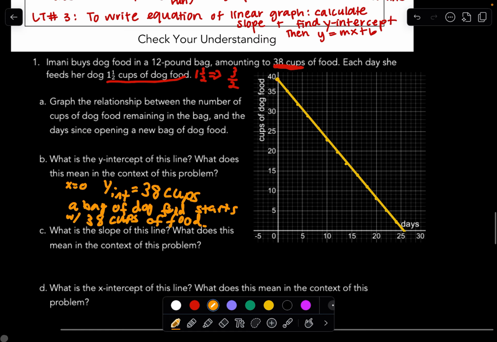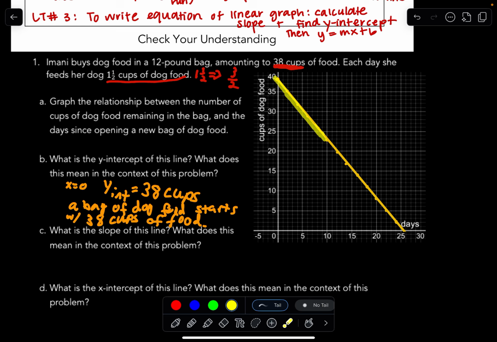What is the slope of this line? What does this mean in the context of the problem? Well, the slope of the line, it's negative, right? Because it's going down. Why is it negative? Because the dog is consuming, taking away 3/2 cups or 1.5 cups of dog food a day. So what is the slope of this line? M equals negative 1.5, and that's cups per day.